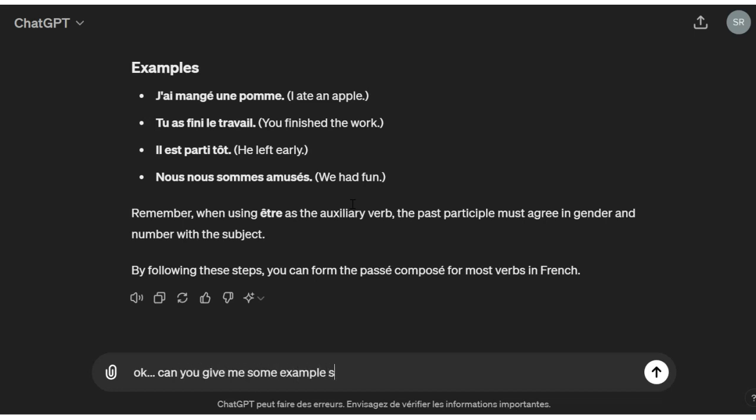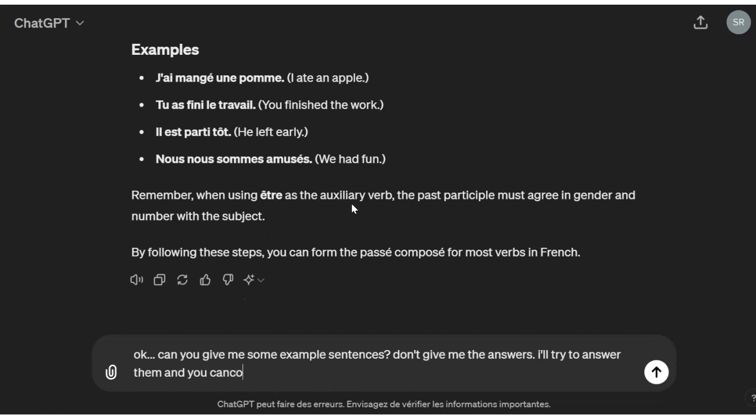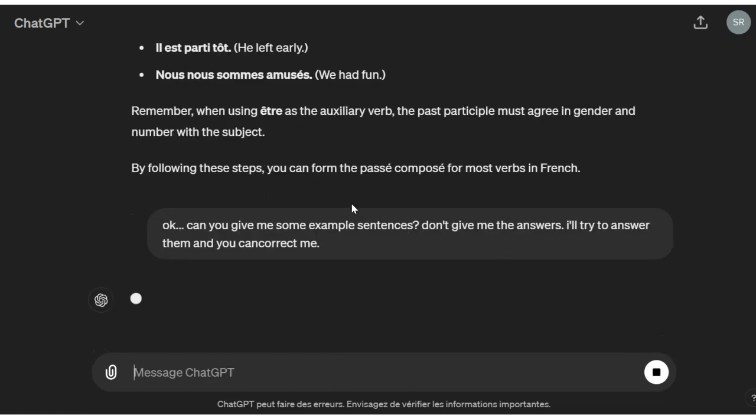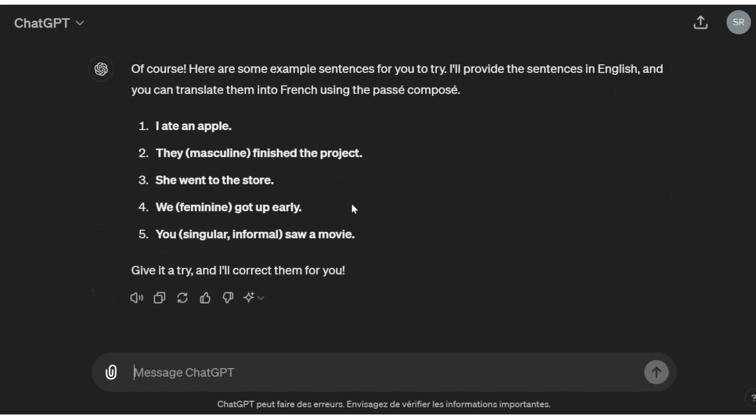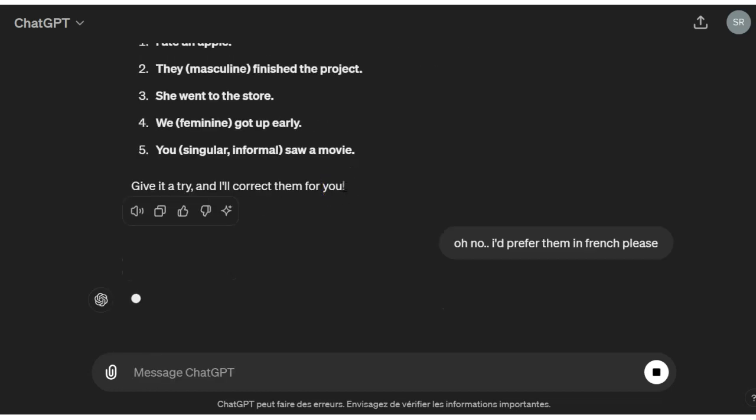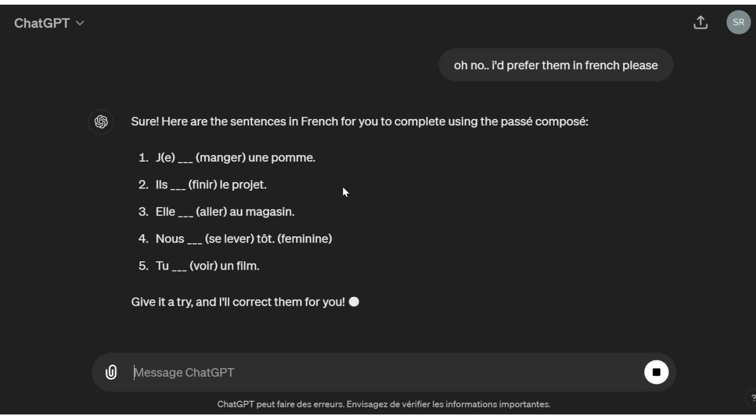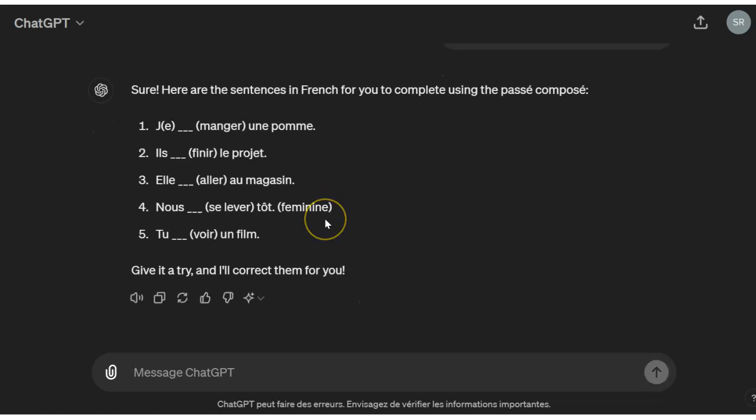Okay, so this is where I try to get it to go a little slower with me, where I say, can you give me examples? And then ahead of it I tell it, don't give me the answers, I'll try to answer them. And then I tell ChatGPT that it can correct me. And so it gives me, as you can see, 5 sentences. But again, its first instinct is to give them to me in English and ask me to translate. It could be because my first input question was in English and not in French. But when I tried it earlier, on the very first try, it gave me French sentences.